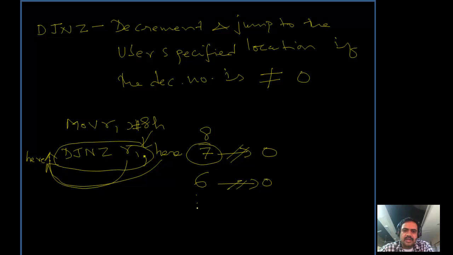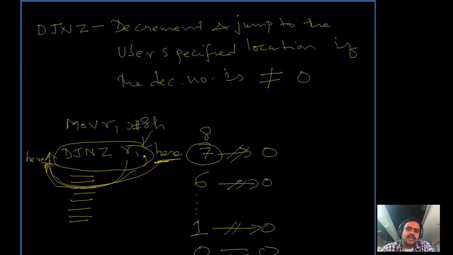You get the idea, right? So ultimately it will come to 1. Again, this will not be equal to 0. So again, it will jump back to this location specified here. And the next step, it becomes 0. Now in this case, 0 equals 0. So instead of jumping back to this location, it will start executing the steps next to it. Now, it is not necessary that it has to jump to the same location. It can also jump to a different location. This is just an example that I am writing here to teach you what will happen.